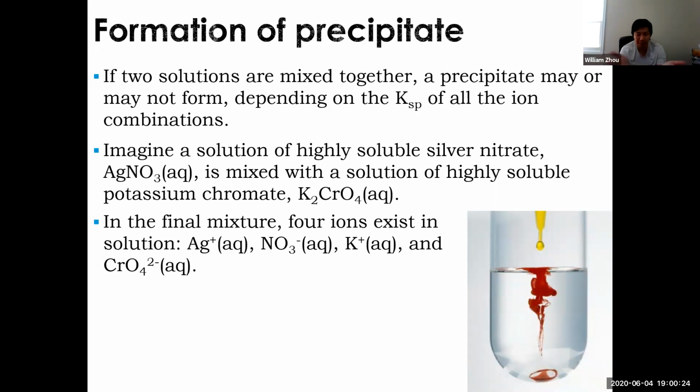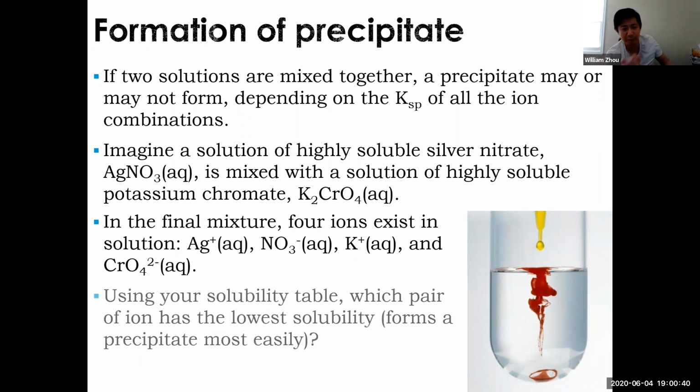So let's investigate. There are 4 different ions in here. You have silver ions and nitrate ions from the AgNO3, and then you have the potassium ion and the chromate ion from the K2CrO4. So which combination gave the precipitate? Which combination of ions will give you something with a low solubility?